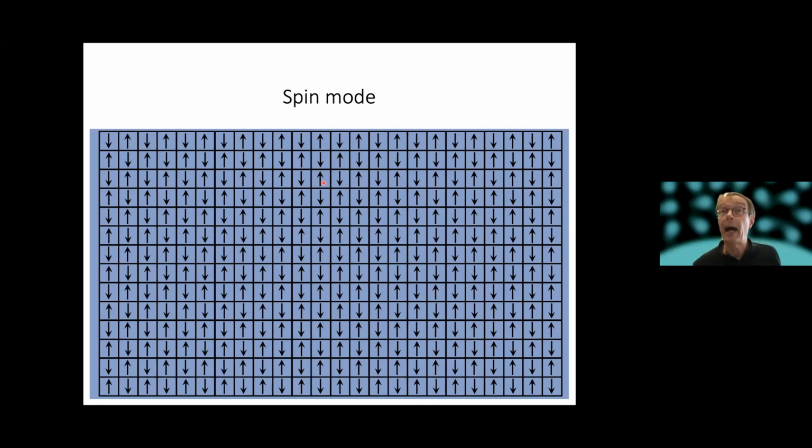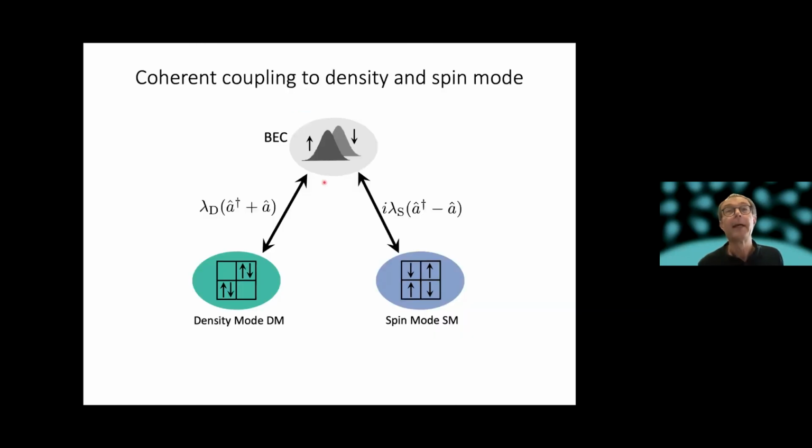However, in these two different situations, you couple with different quadratures of your light field. So in a simplified diagram, it's the following. You have a Bose-Einstein condensate, in a mixture of a spin up and a spin down state. And you can couple this with one quadrature of the light field to the density mode, and the other quadrature of the light field couples to the spin mode.